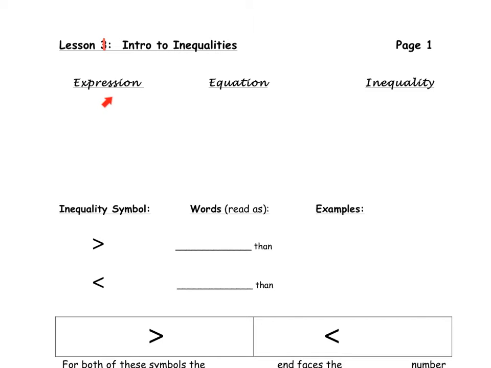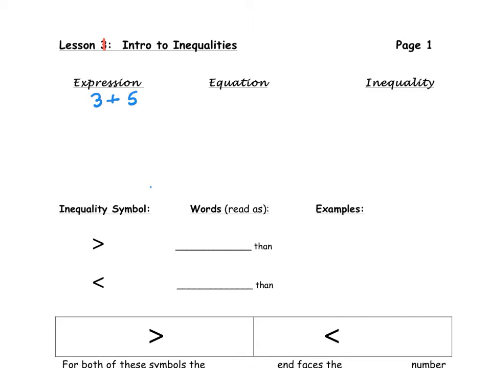So an expression is generally numbers and/or variables, and usually it contains an operation sign, meaning adding, subtracting, multiplying, or dividing. So I'm going to start with a very basic numeric expression. I'm going to start with 3 plus 5. So this expression contains numbers, and it has the operation of addition. And the nice thing about a numeric expression is that we can figure out what the value is. But that's not necessarily the case when we work with an algebraic expression.